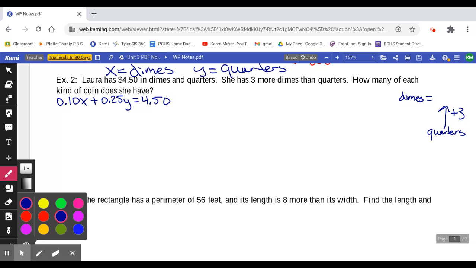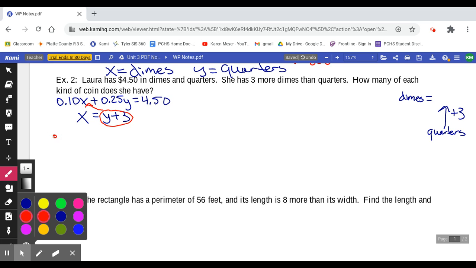So dimes is x. So x equals quarters plus 3, and quarters is y. So y plus 3. Remember, if you want to know who to add to, you always add to the one that you have less of. Now this problem is geared for substitution. So I'm going to take y plus 3 and plug it in for x.